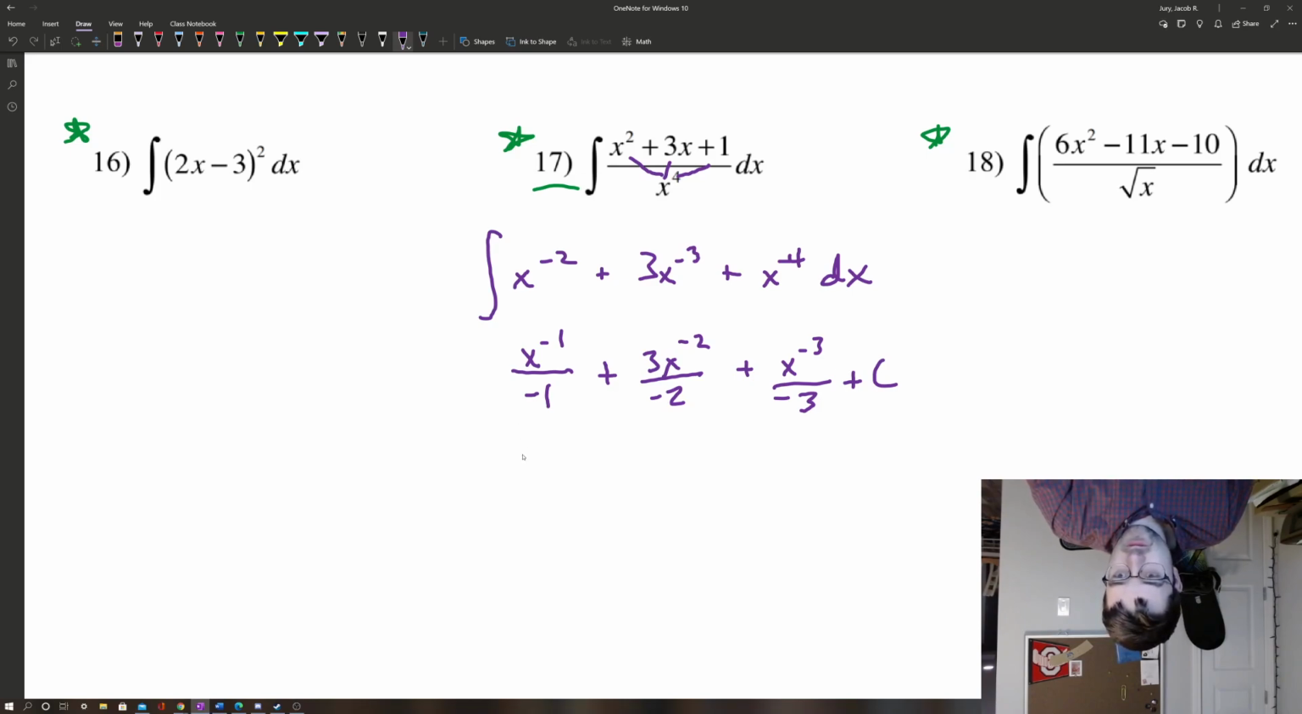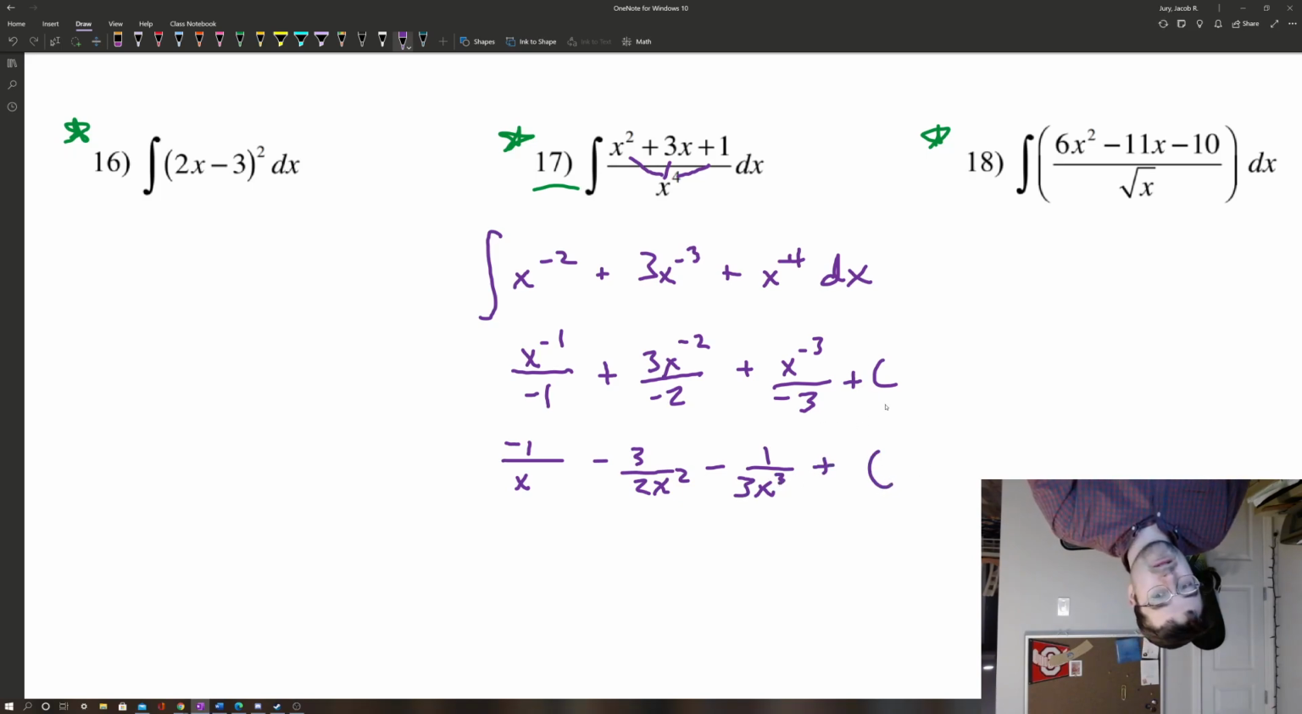And I'll just write this a little bit nicer for us. So negative 1 over x minus 3/2 with x squared in the denominator as well. And then minus 1 over 3x cubed plus c.